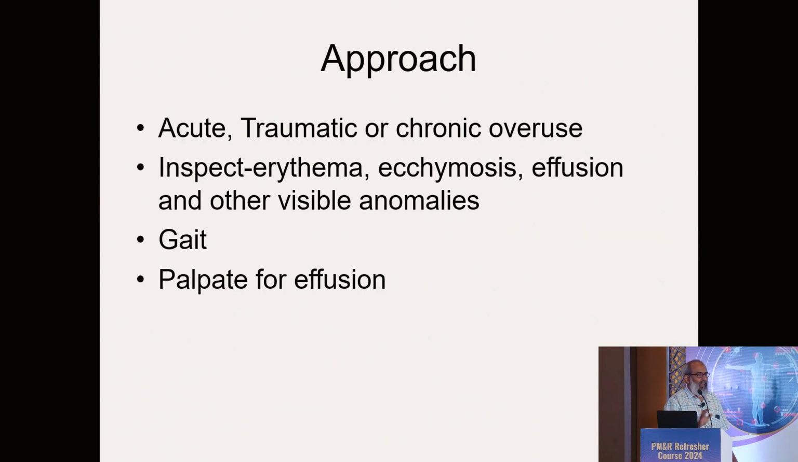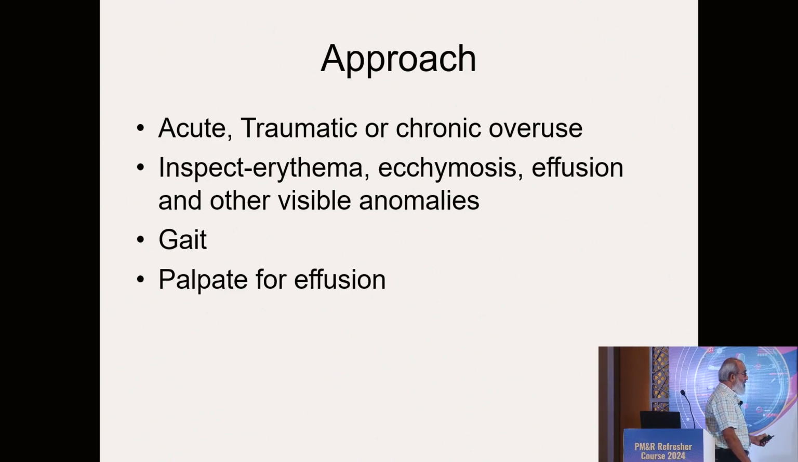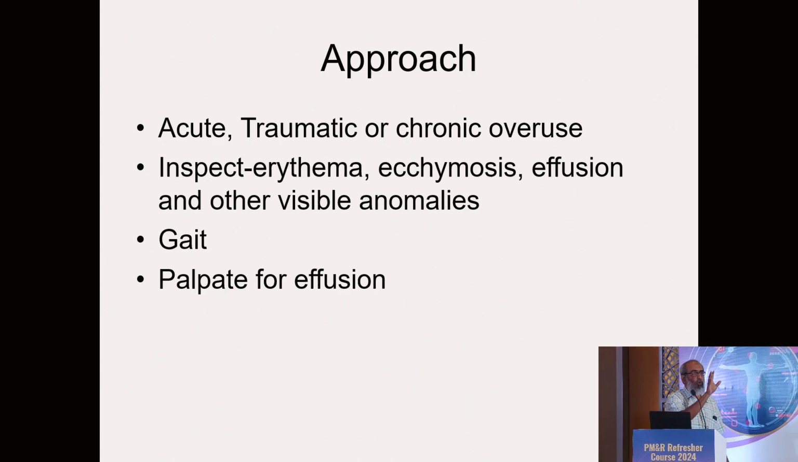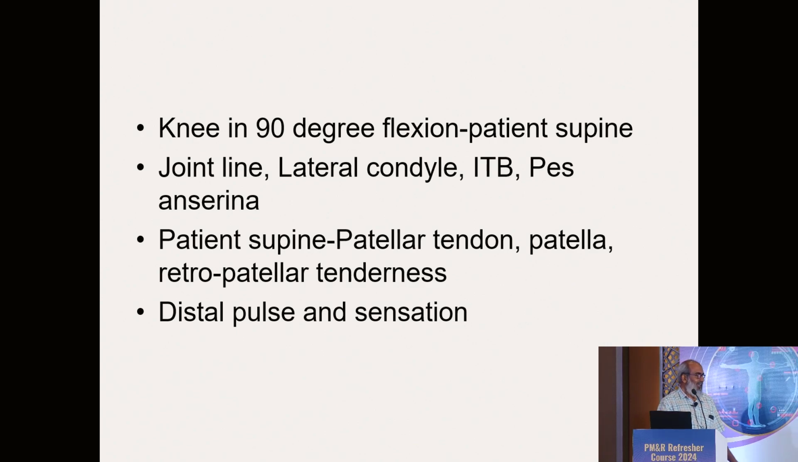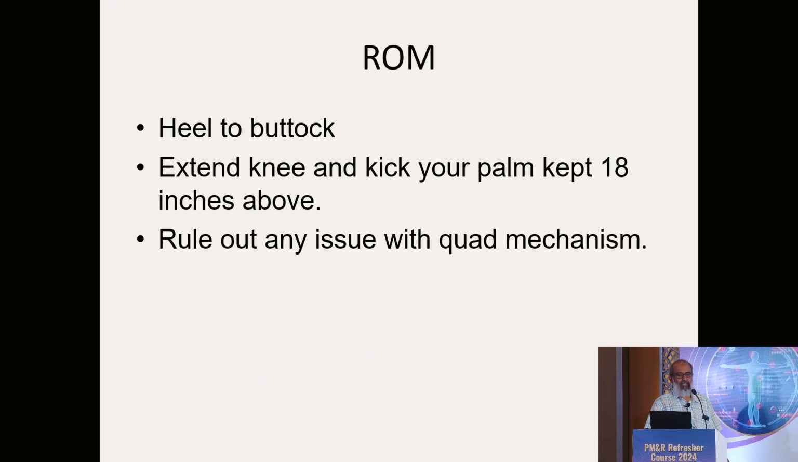Okay. Then you have a quick approach. It's either acute traumatic or chronic. So the problem with the knee is either acute traumatic or a chronic overuse. Inspection, then have a proper gait evaluation, palpate for effusion. This is a practical approach, not an exam approach. You then do a 90-degree flexion, patient supine, then look for the joint line, lateral condyle, ITB, pes anserinus. Look for the patellar tendon, retropatellar tenderness, distal pulse and sensation.